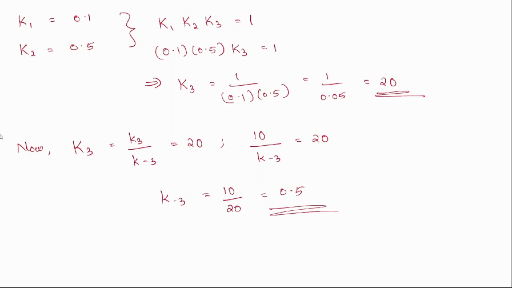So we just substituted all the values that we had to find the equilibrium constants K1 and K2, and we found the unknown equilibrium constant K3. And from K3, we found out the required value of K minus 3, and that comes out to be 0.5.